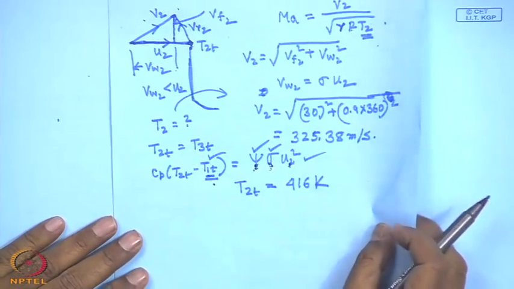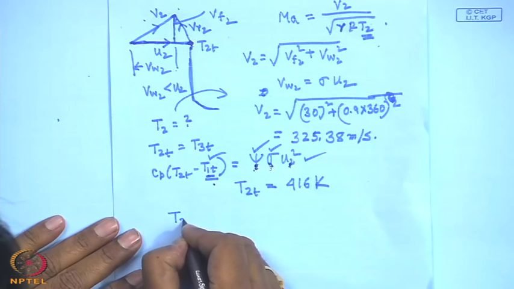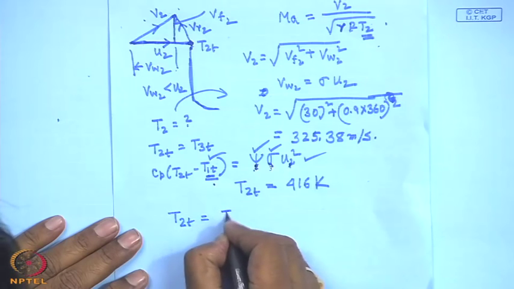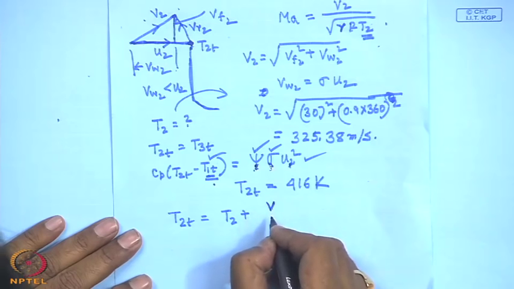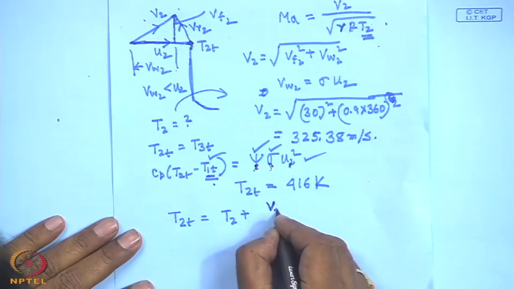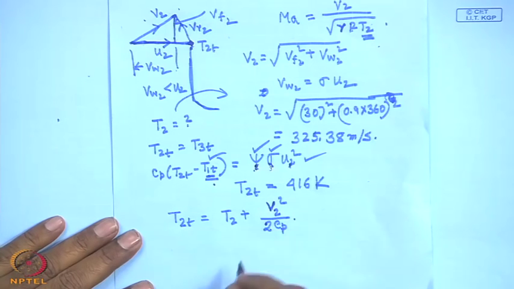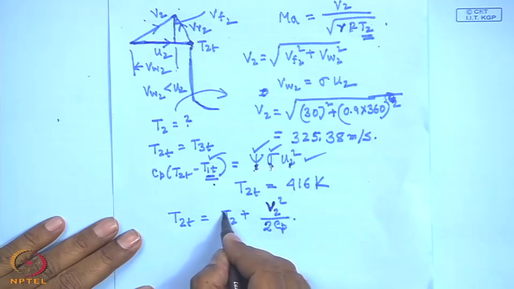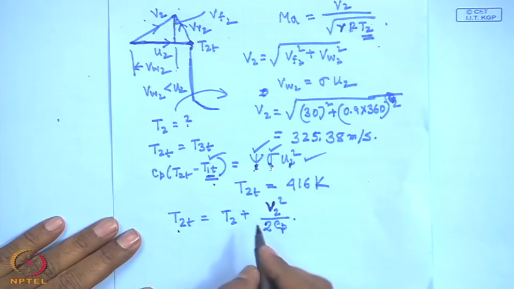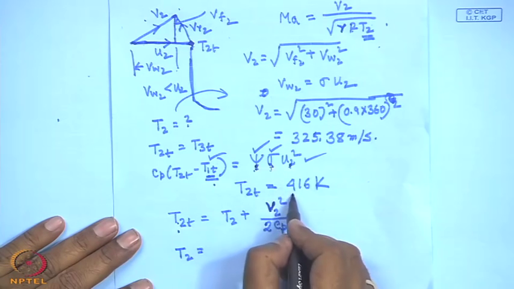Now, how to find out T2? T2 has to be found out from the concept of stagnation temperature. T2 plus the temperature equivalence of the dynamic head, that is V2 square by 2 Cp, the temperature equivalent of the kinetic energy V2 square by 2, gives the total temperature, from which we can find T2. T2T is found out as 416.